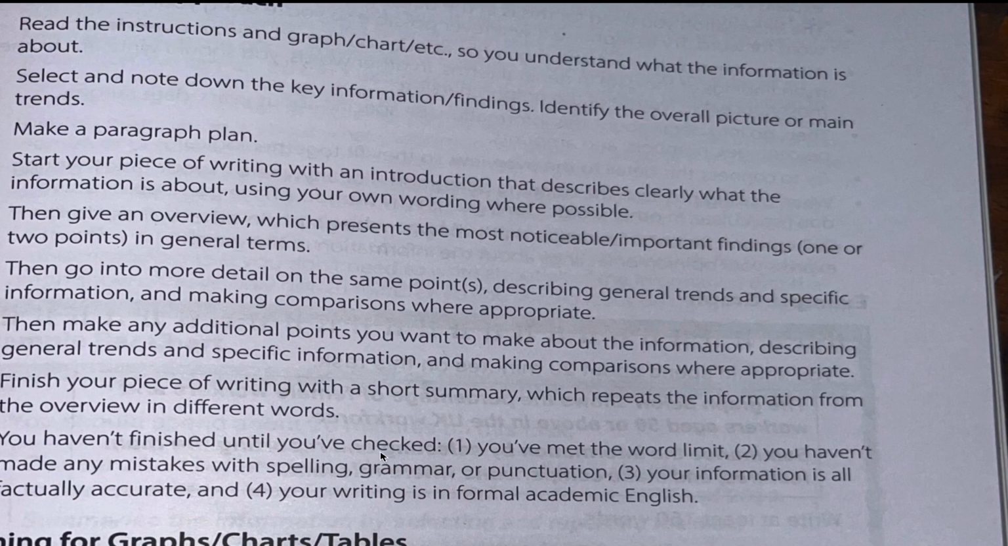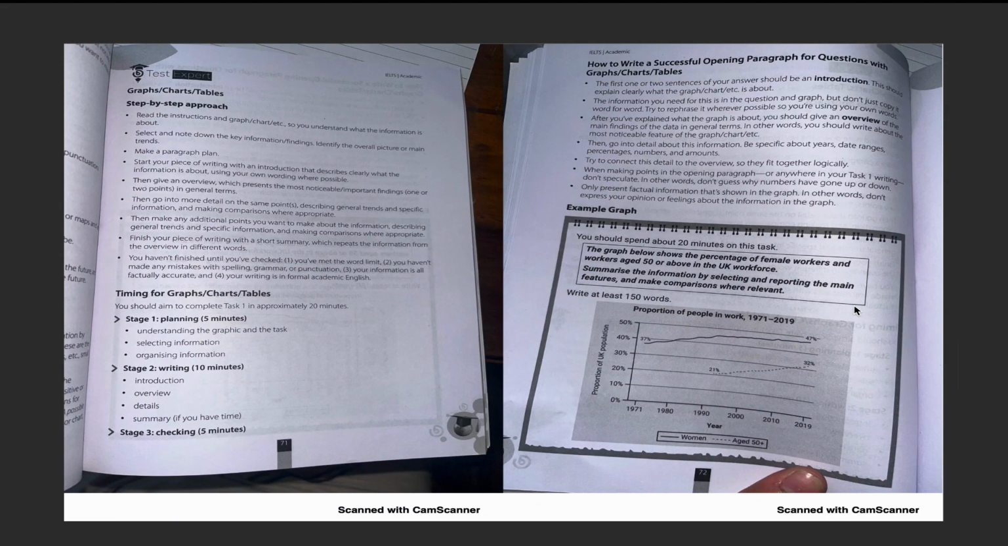So make sure that you always check that after you're done with your paper. Check that you haven't made any mistakes with spelling. If you make any spelling mistakes, punctuation mistakes, or grammar mistakes, then you would be losing your marks. You also have to check if the information that you have given is factually accurate. What I mean by factually accurate is that it should be given by them in the diagram. Your writing is formal academic English. Formal academic English: no contractions, no exclamation marks.